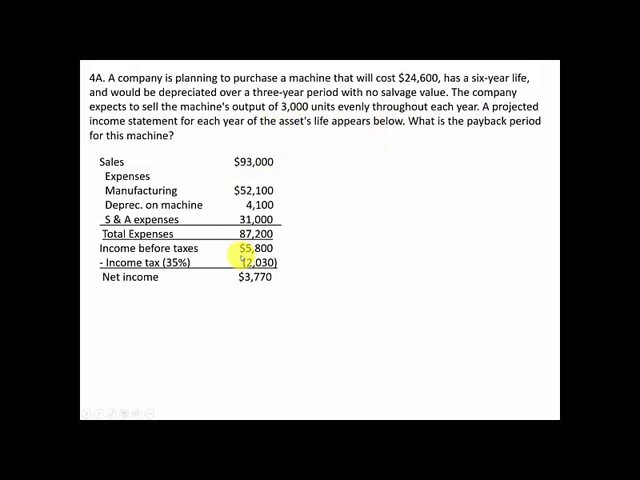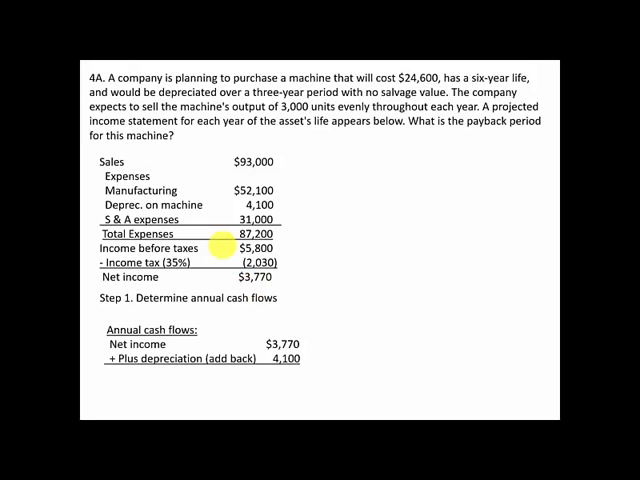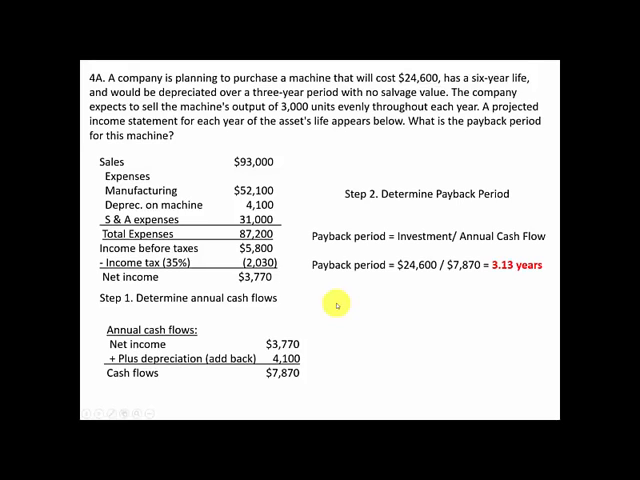Well, we've got to turn this income statement, which has net income, into cash flow. And the way to do that is to take the net income and add back the depreciation right there, $4,100. And then this gives us cash flow of $7,870, and we'll divide that into the cost of the machine. $7,870 into $24,600 gives us 3.13 years payback. Remember, shorter payback is better.